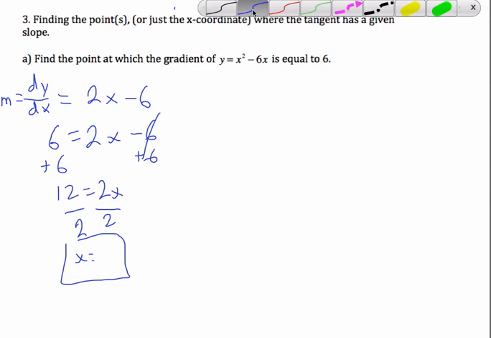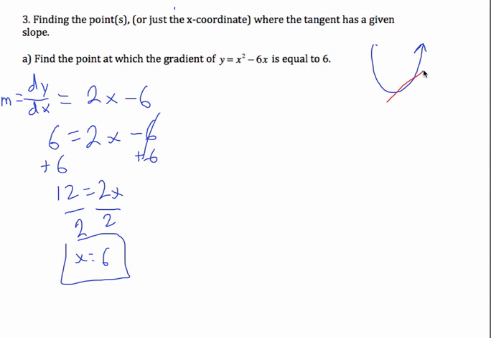So we have basically the x coordinate. Let me draw a picture of this. We have a curve, we have a tangent that touches at one point. We know that point is 6, something. We know the slope is 6, but we don't know the y value right now, so we want to write the point at which the gradient is 6.